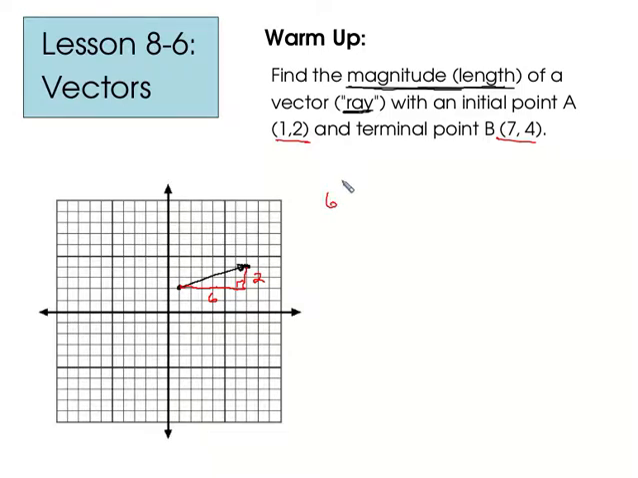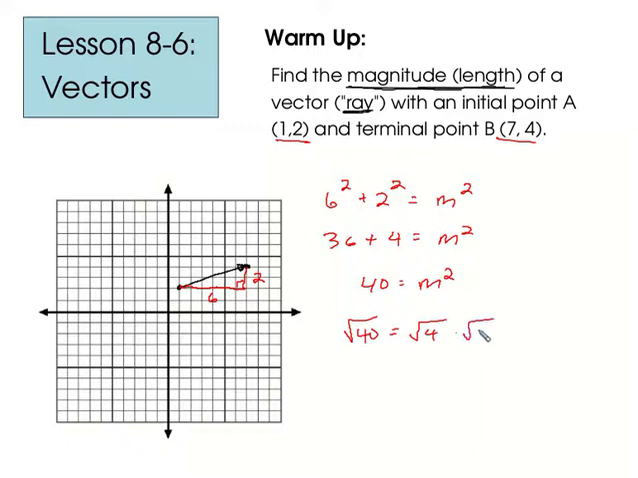And so we've got 6 squared plus 2 squared will equal the magnitude of our vector squared. 6 squared is 36 plus 2 squared is 4 equals the magnitude squared. So 40 will equal the magnitude squared of our vector. Taking the square root of both sides, we'll find that our vector's magnitude is the square root of 40. And simplifying, the square root of 40 is the square root of 4 times the square root of 10, or 2 times the square root of 10. And so the magnitude or length of our vector is 2 times the square root of 10.